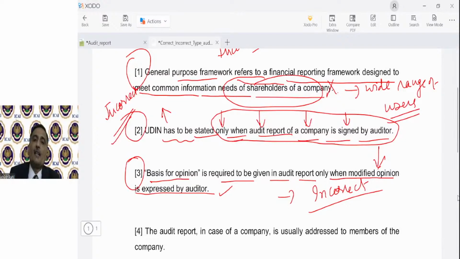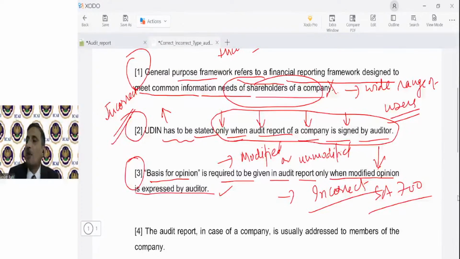Basis for opinion is to be given whether the opinion is modified or unmodified. In both cases, we had just seen today that as per the requirements of SA 700, when the auditor expresses an unmodified opinion, basis for opinion is given. Okay. Is that clear?